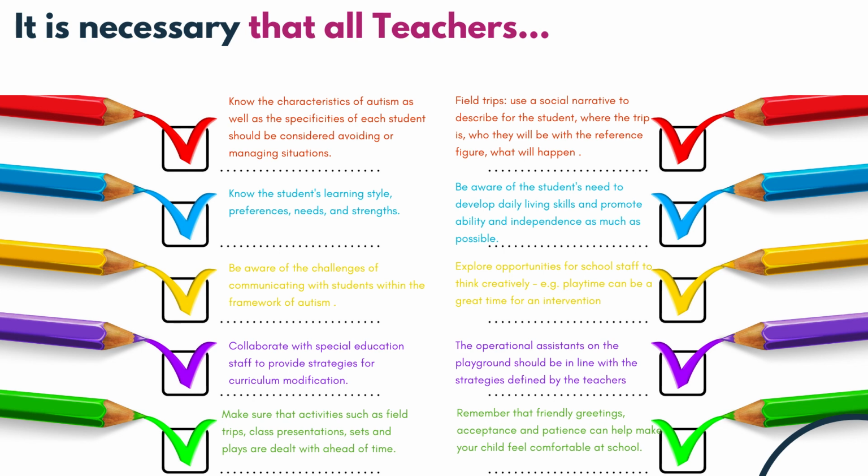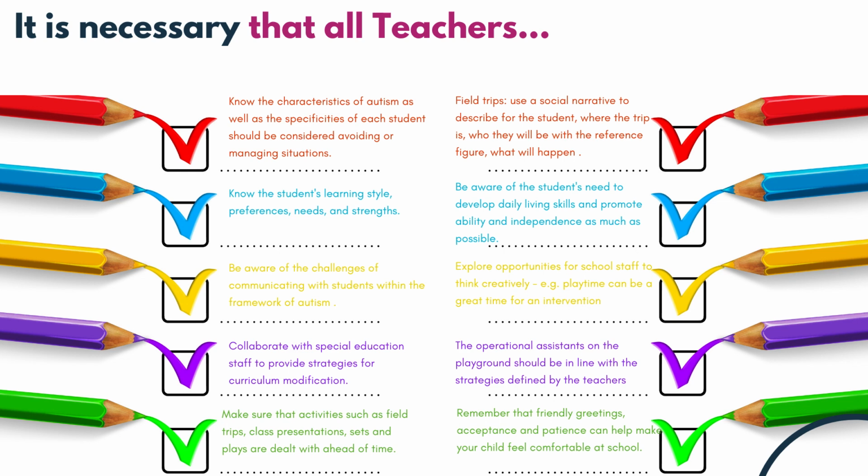Make sure that activities such as field trips, class presentations, sets, and plays are dealt with ahead of time. Think of ways in which the student can be included and discuss and plan for these with the support team. Field trips: use a social narrative to describe for the student where the trip is, who they will be with, the reference figure, what will happen, and the timeline for the day. Where possible, include images. Be aware of the student's need to develop daily living skills and promote capacity and independence as much as possible. Explore opportunities for school staff to think creatively.